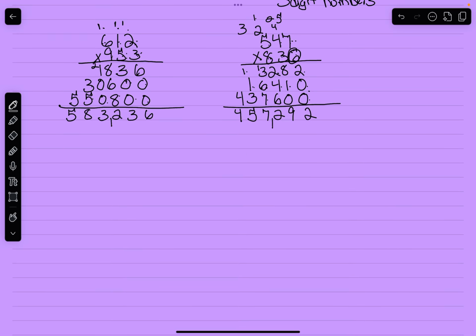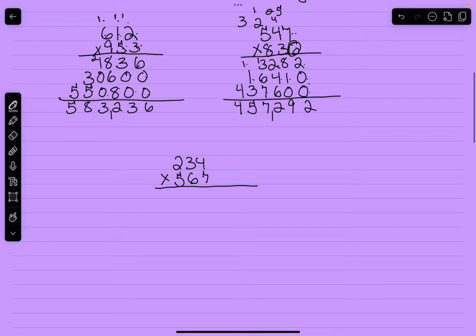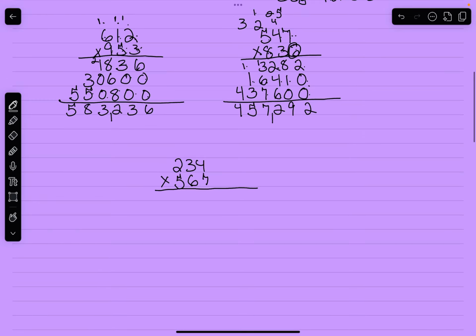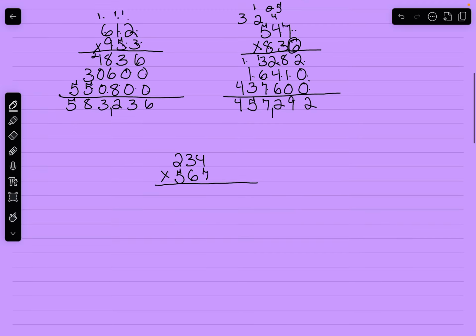Okay, so now I'm going to give you a problem to work on your own. This problem is going to be 234 times 567. All right, go ahead and work out this problem and then submit to me your problem, showing all your work like how I just did, and submit that as a short.